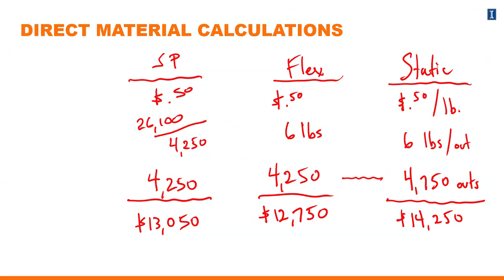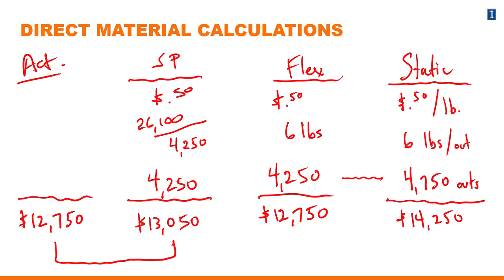And then our actual spending was just given to us as a total amount. And per the given information, that was $12,750. So now that we've completed our framework, we can calculate each of the individual variances. The difference between the actual column and the standard price column is $300.